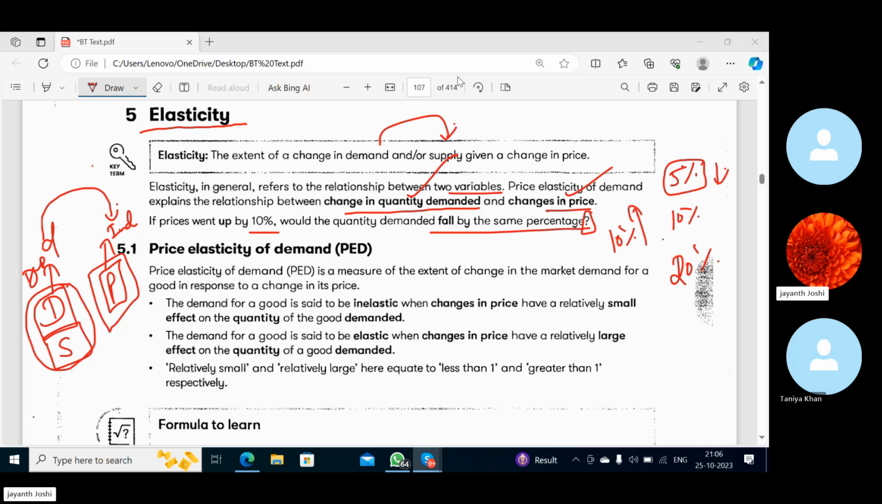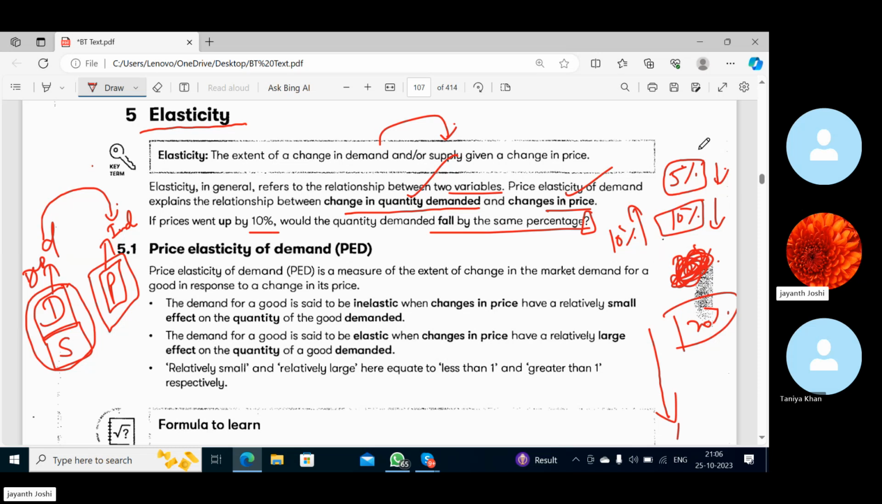We were discussing the decrease in demand, right? So when the price has gone up by 10%, the quantity demanded would definitely fall. I can keep it at 20%. So how much percent is the fall? If the fall is 5%, it is a very minimal fall. If the fall is 20%, it is a very, very high fall. And if the fall is just 10%, it's very similar: as the price has increased by 10%, the demand has also fallen by 10%. Equal change, we can say.